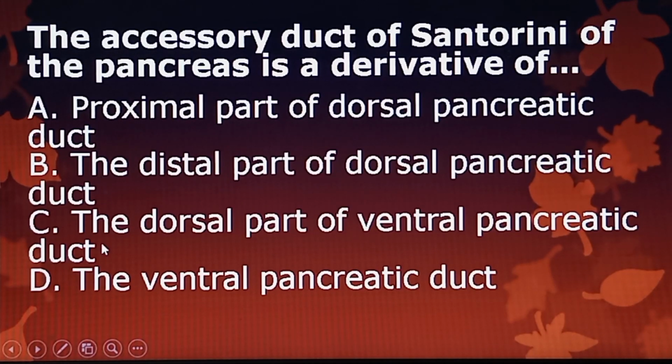Now, option C says the dorsal part of the ventral pancreatic duct. My friend, the point I want to make here is that the ventral pancreatic duct is not differentiated into dorsal and ventral parts. So this one is not even part of the choice that I have to think of. Now, option D said the ventral pancreatic duct. It makes sense, but my friends, the ventral pancreatic duct will combine with the distal part of the dorsal pancreatic duct to form the major pancreatic duct of Wirsung.